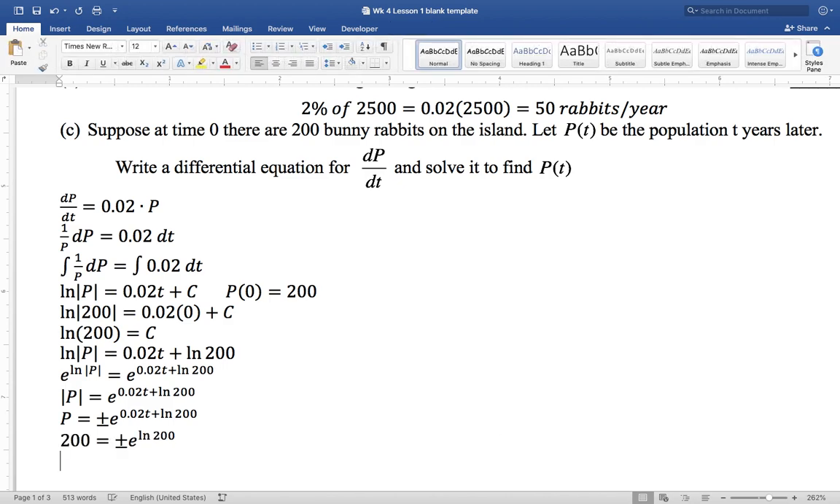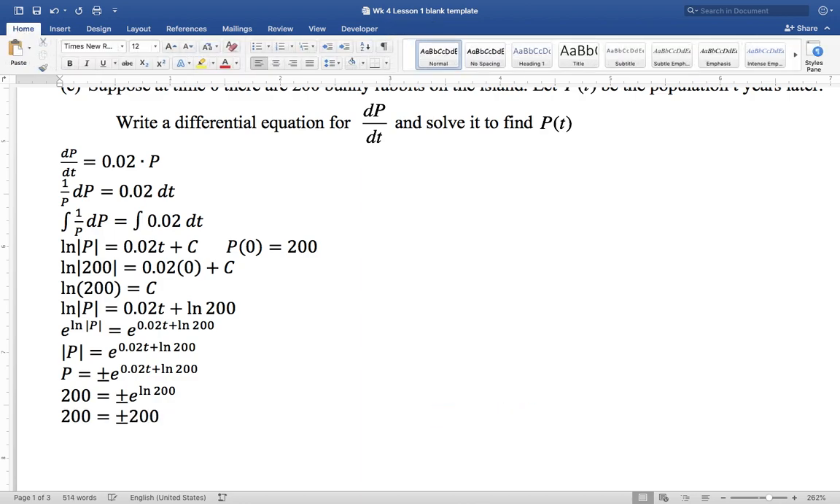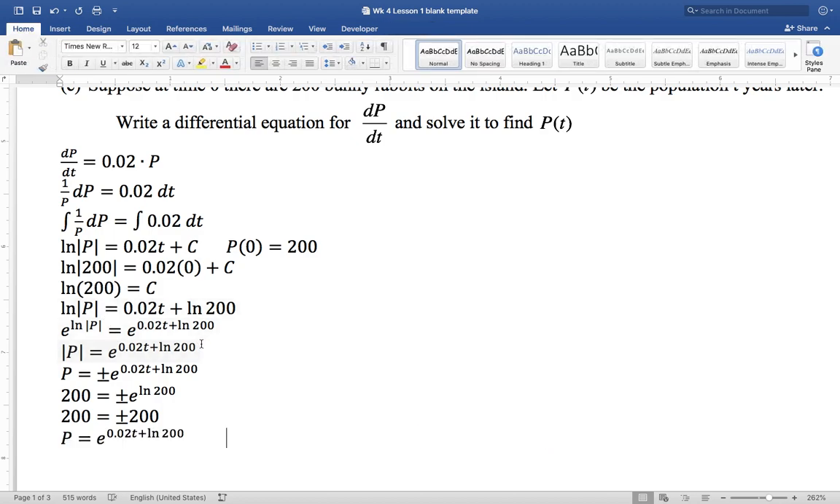Now e to the natural log of 200 is just 200, so we obtain 200 is equal to plus or minus 200. Looking at this equation, you can tell that we should have the plus, not the minus, because 200 is equal to positive 200, not minus. So we should be taking the plus in this equation, and therefore p is equal to positive e to the 0.02t plus ln of 200. You probably could have done that differently without using the initial condition, just by recognizing that since capital P represents population and the exponential function is always positive, you want capital P to be a positive number. So you should be taking the plus sign.